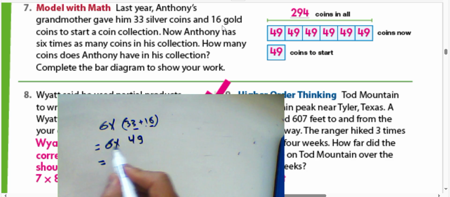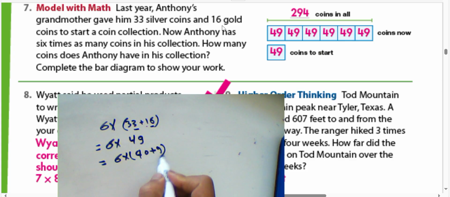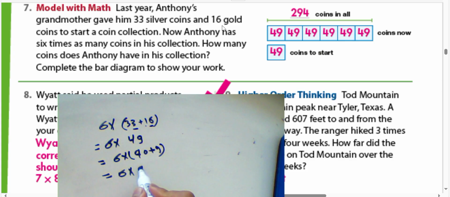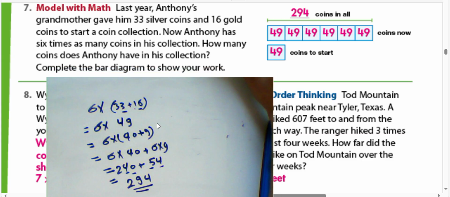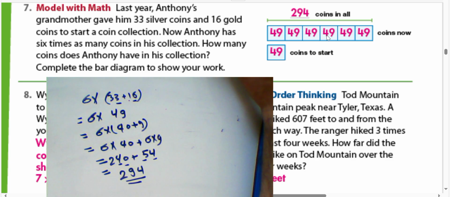Then 6 times 49. 6 times 40 plus 9. Write 6 times 40 plus 6 times 9. 6 times 40, write 0, and 4 times 6 equals 24, and 6 times 9 equals 54. We can add together here. 4 plus 0 equals 4, 5 plus 4 equals 9, and then the result would be 294. You can use this method to find the result or divide it.